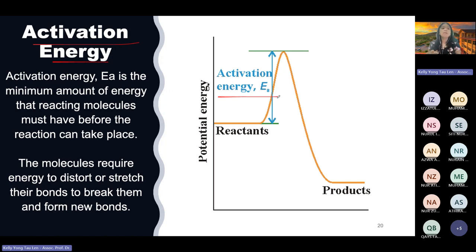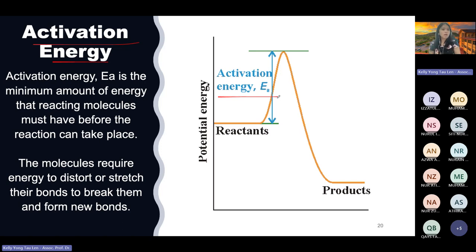So why do we heat up? We provide energy to the reactant. So we provide energy with the hope that it is sufficient to reach 100 kilojoule per mole, then only the reaction occurs. Sebab tu kamu dah boleh faham kenapa certain tindak balas memerlukan pemanasan. It's because we are providing energy to the mixture until it reaches its activation energy, then only the reaction can occur.